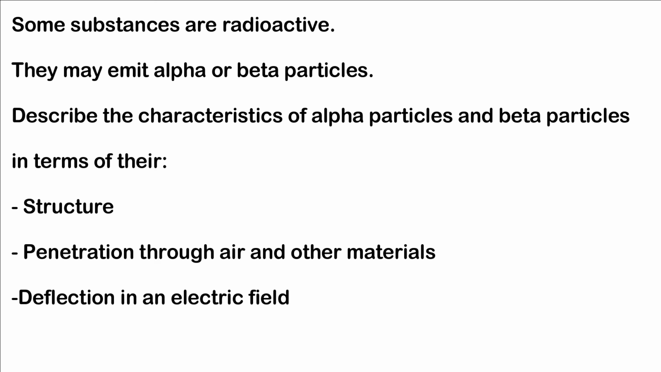We've then been given even more clues as to what we're meant to put in our answer. We've been told we need to look at their structure, the penetration through air and other materials, and the deflection in an electric field. They've been really clear about what they want. Because let's think about this. 6 marks, 2 particles with 3 concepts each. So we need to be able to describe the structure of alpha particles, how they penetrate through air and other materials, and their deflection in an electric field, and then do the same for beta particles.